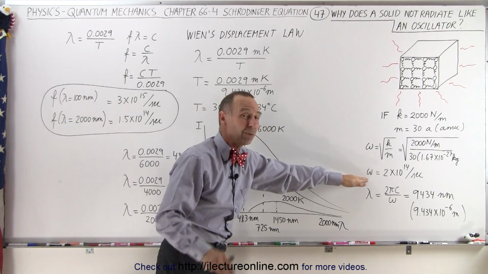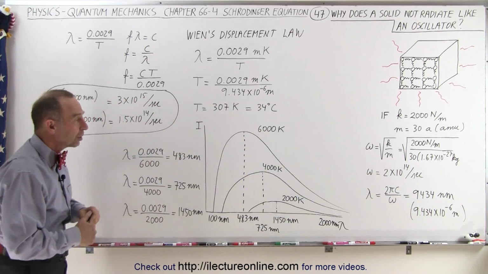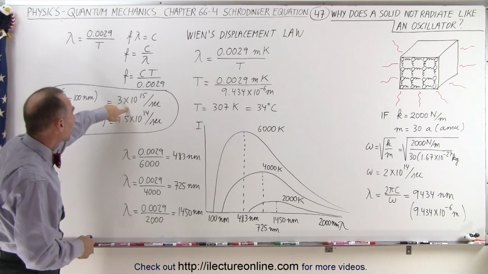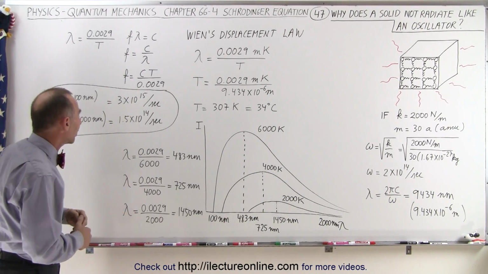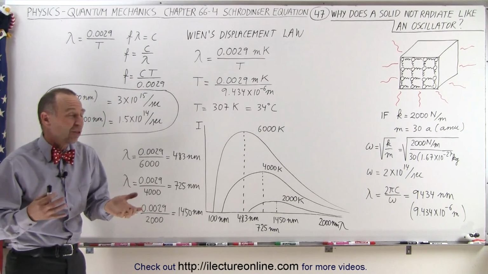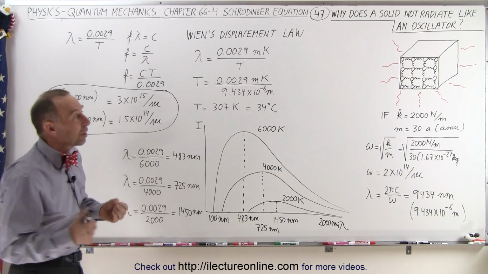The frequency here would be much lower, about 32 trillion oscillations per second versus 150 trillion, and here we would be at 3,000 trillion per second. So you can see the frequencies are quite different from what you expect. The answer is actually quite simple.